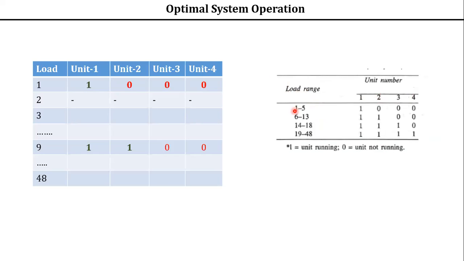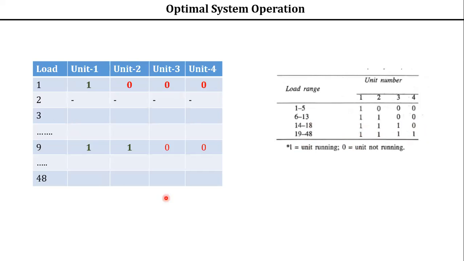Then what is the load range? From 1 megawatt to 5 megawatt load, unit 1 only is on. The other units are not operating, make it 0. From load 6 to 13 megawatt, it is economical to operate unit 1 and unit 2. The other units are 0. From 14 megawatt to 18 megawatt, operate the first 3 units. The fourth unit is not operating. 19 to 48 megawatt, operate all the units. So 1 means it is running, 0 means the unit is not running. That means it is not operating.